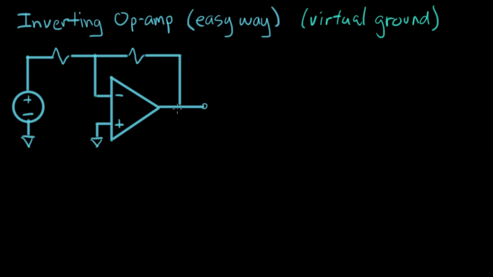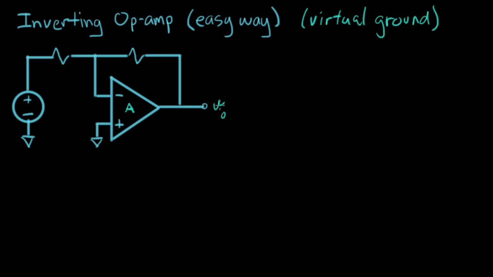To review the virtual ground idea, it says if V out is in a reasonable range between the power supplies of its op-amp, and remember the power supplies are not shown here, but they're connected up to the op-amp, so this is a number that's sort of like one hand of volts or two hands of volts, between 0 and plus or minus 10 volts, something like that. And the gain of this op-amp is huge. It's just gigantic. It's up in the hundreds of thousands or millions.